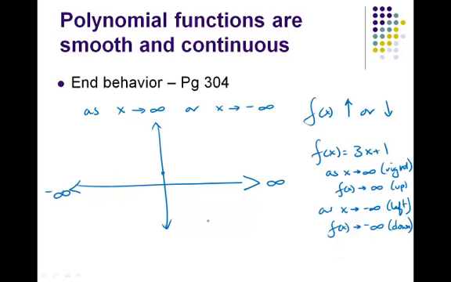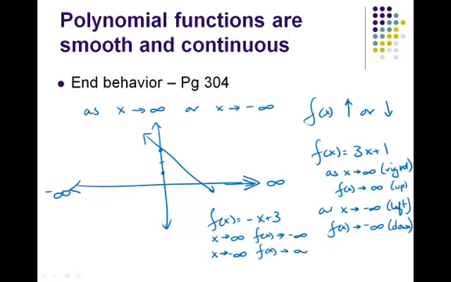Hopefully we remember that if we have something like f of x equals negative x plus 3, now we're going to go up to 3, and we're going to go this way. Now, as x goes towards infinity, f of x goes towards negative infinity. In other words, as x goes to the right towards infinity, f of x, the function value, the y value, goes down. And as x goes towards negative infinity, as the graph moves towards the left, the function value goes up. This is called end behavior.